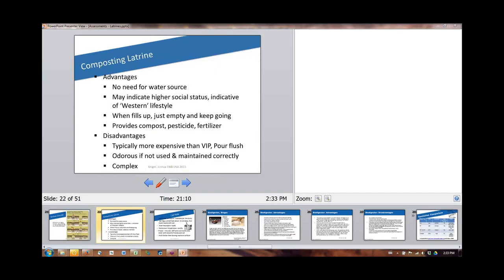Okay, so advantages: no need for any water. Actually, you don't want any water. You want to keep the water out. So either you can have a urine diversion or you can have a grate at the bottom of your compost latrine to get rid of that urine and bring it to a garden or something else, as we pointed out in that first diagram.